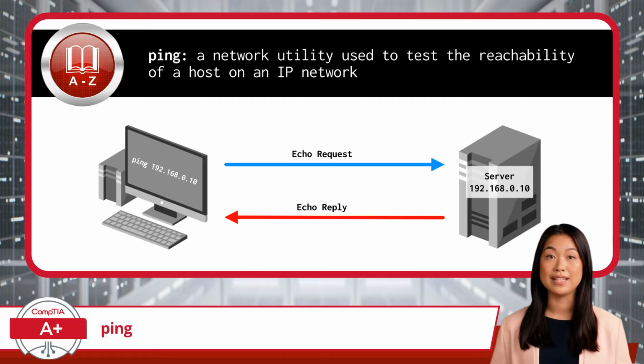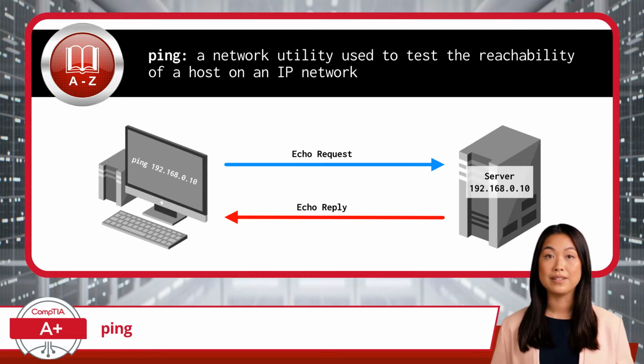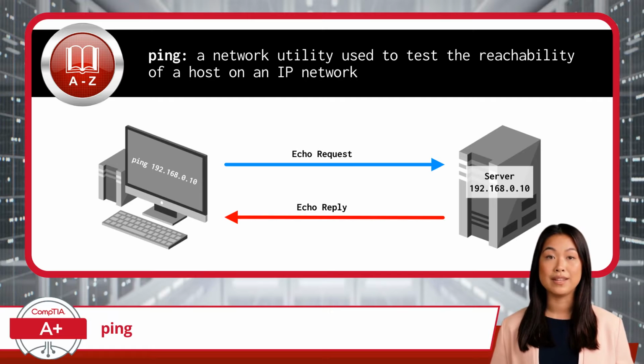Imagine you're trying to contact a friend to see if they're home. You send a message and wait for a response. If they reply, you know they're there and how long it took for them to respond. Similarly, ping sends out small packets of data, known as echo requests, to a specific IP address and waits for a response, known as echo replies. This process helps determine if the destination host is reachable and how long it takes for the packets to travel to the destination and back.